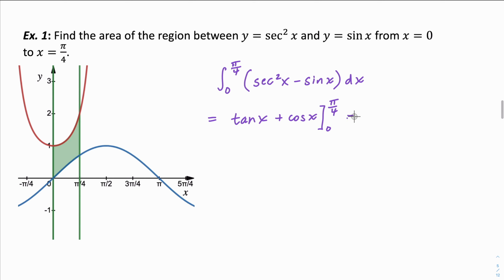Okay, so the tangent at pi over 4 is 1. The cosine at pi over 4 is the square root of 2 over 2. And then minus, the tangent at 0 is 0, and the cosine at 0 is positive 1. But because we have this difference here, it's going to be a negative 1 and the positive 1 that will cancel. So we're just going to get the square root of 2 over 2 as the value of the area bound between these two curves.